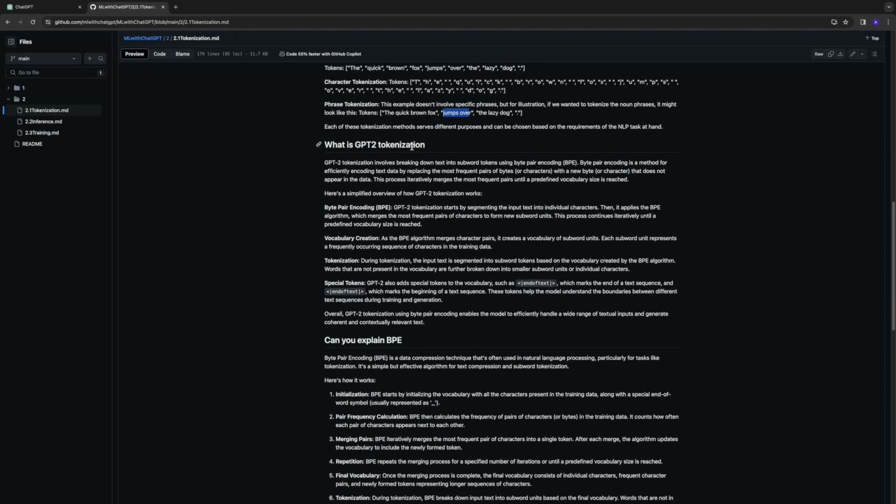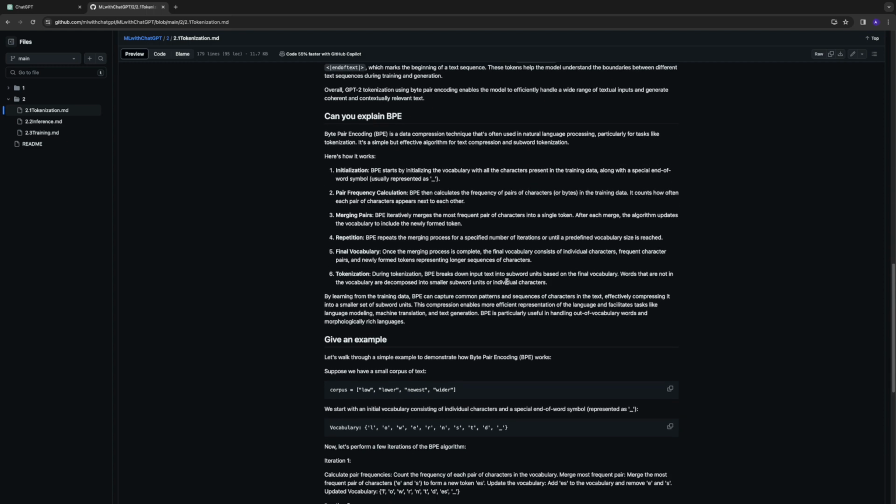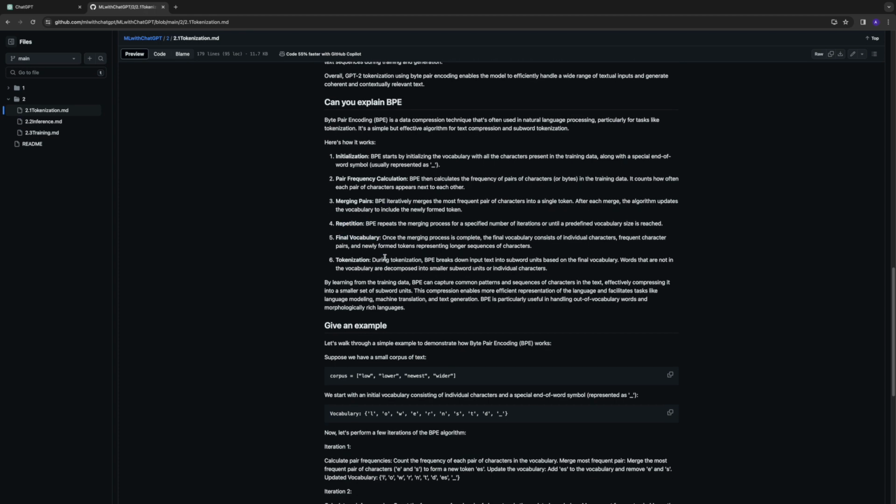So let's take a look at GPT tokenization. They use byte pair encoding, which is BPE, and then you need to pick some vocabulary and do tokenization. And there are also special tokens, like end of text. So let's take a look at how BPE works. You do some pair frequency calculation, and then merge pairs and repeat, and you get the final vocabulary.